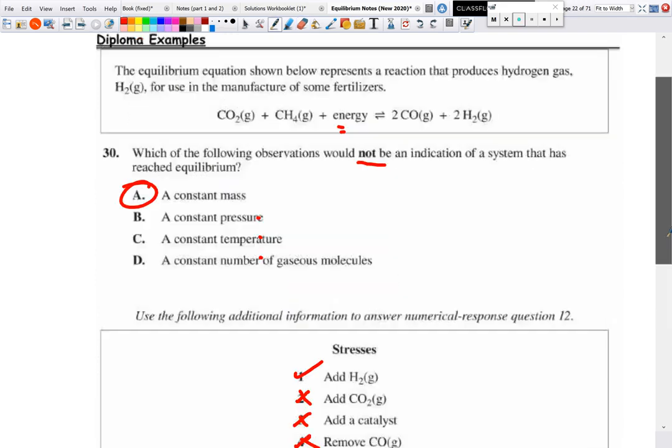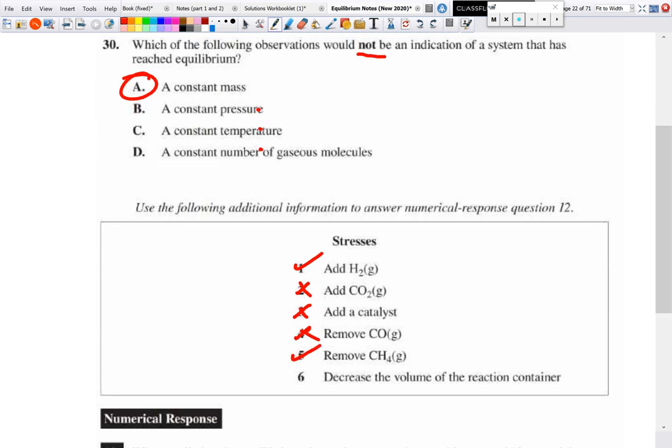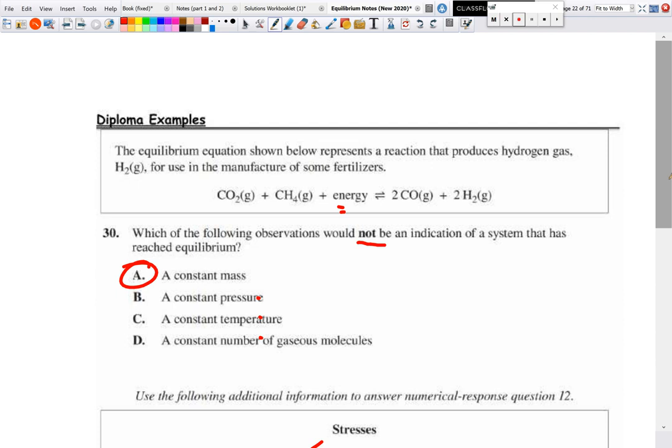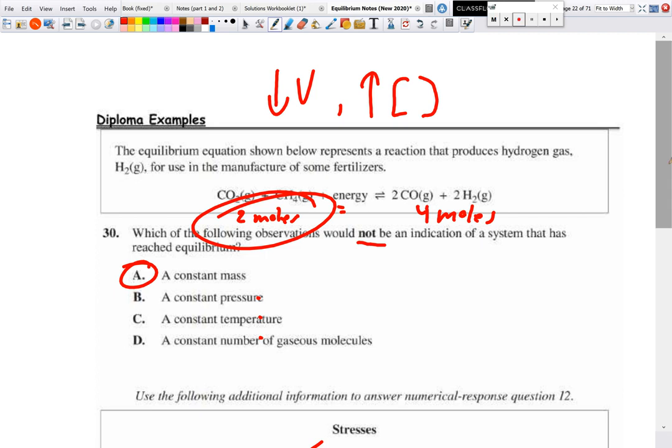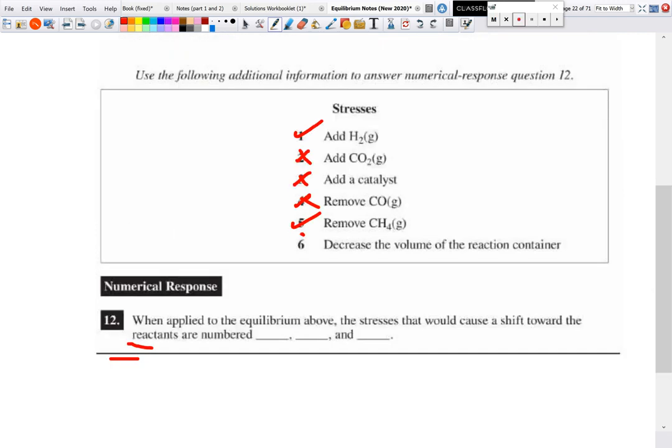Remove CH4? Yes. And decrease the volume of the reaction container. This one right here, well, we have 2 moles, 4 moles. So if we decrease the volume, we increase concentration, and it's always going to shift to the side with fewer moles, less space to move around. So yes. Last one is 6 as well. So we got 1, 5, and 6.